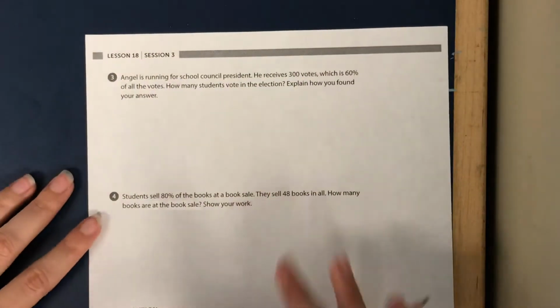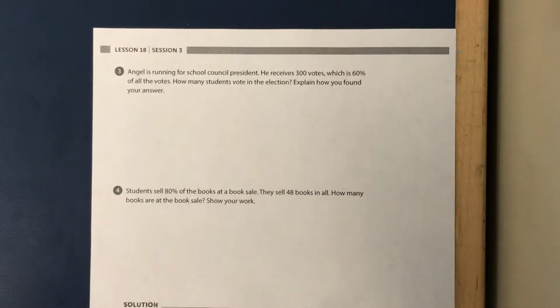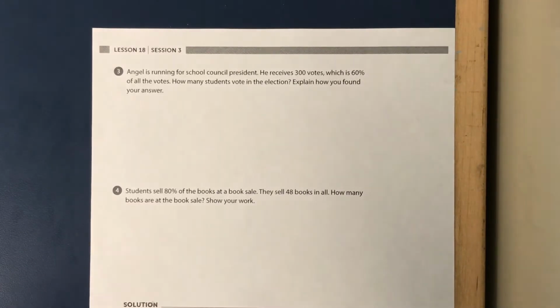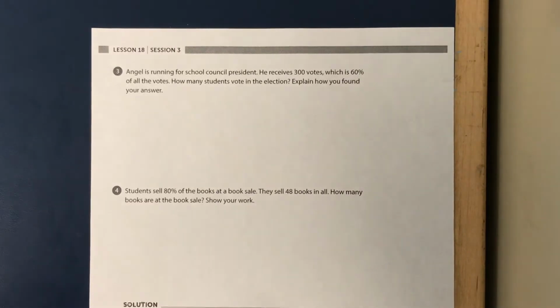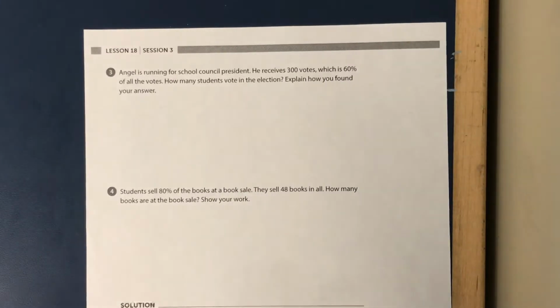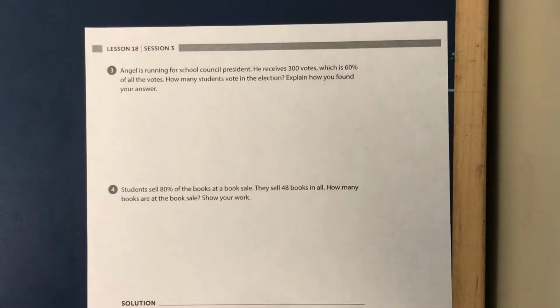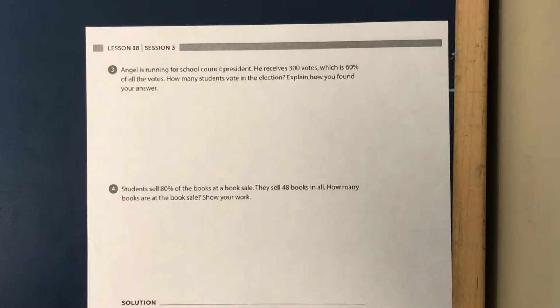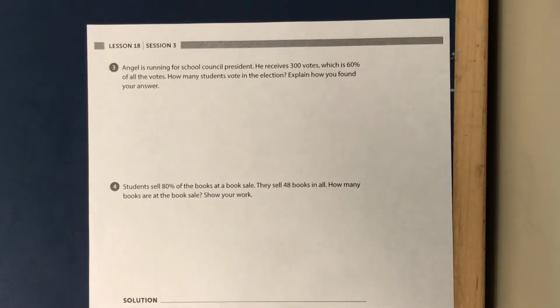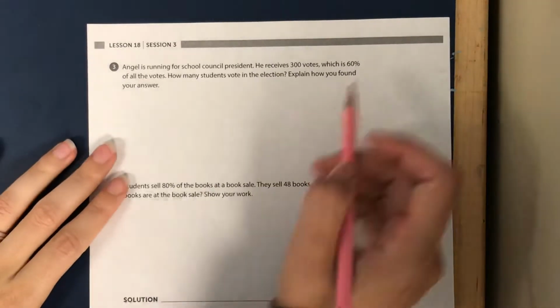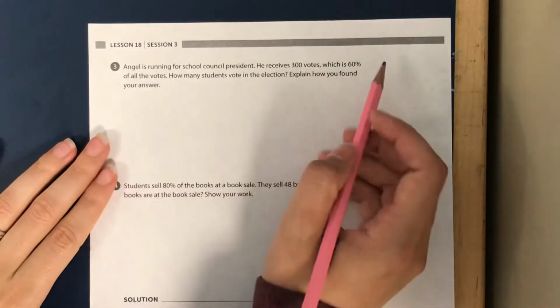Next question. Angel is running for school council president. That may have been Angel, actually. I don't know how to say his name. He receives 300 votes, which is 60% of all the votes. How many students vote in this election? Explain how you found your answer. I thought it was Angel, but it's a guy, so it may not actually be right. So sorry about that, whoever you are.